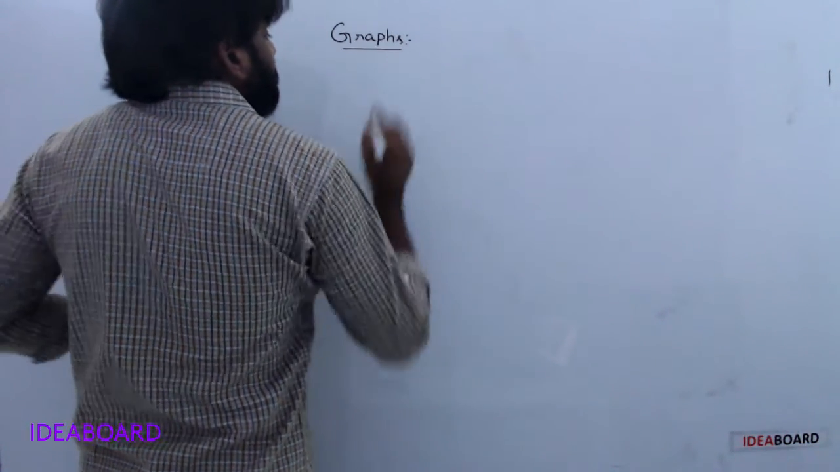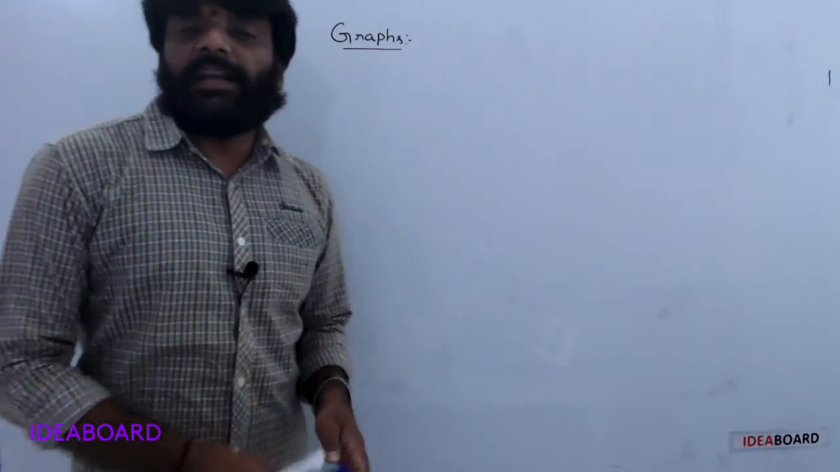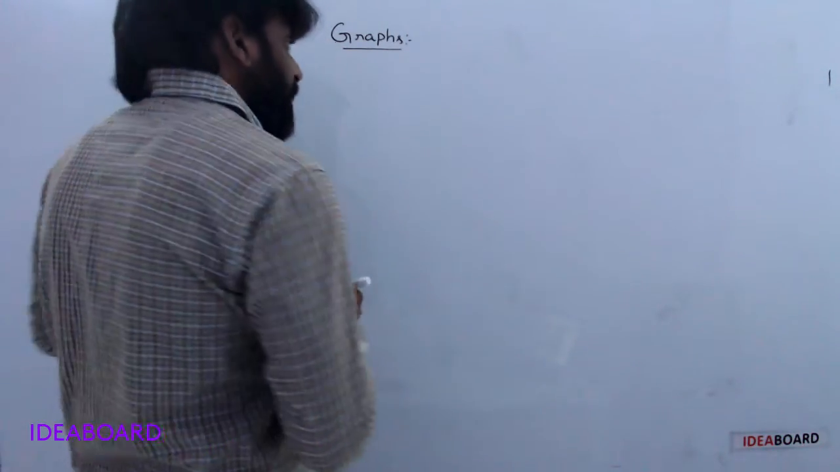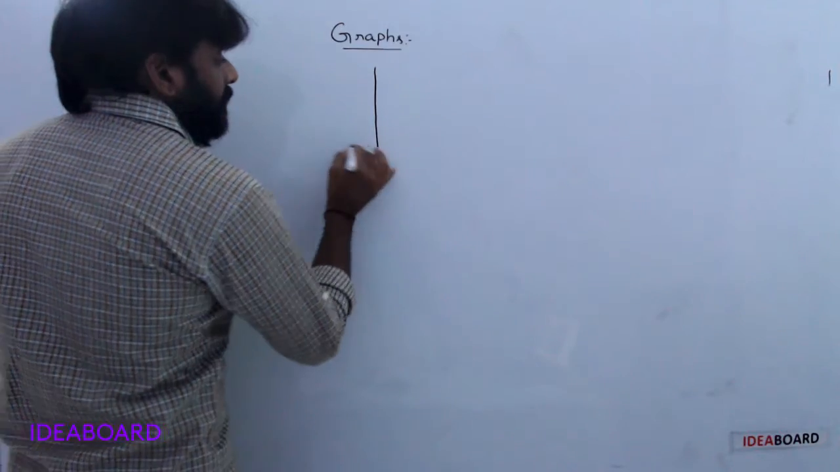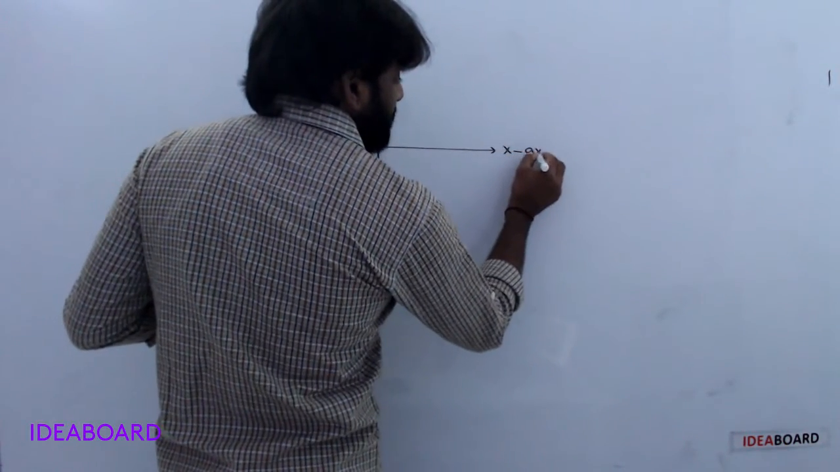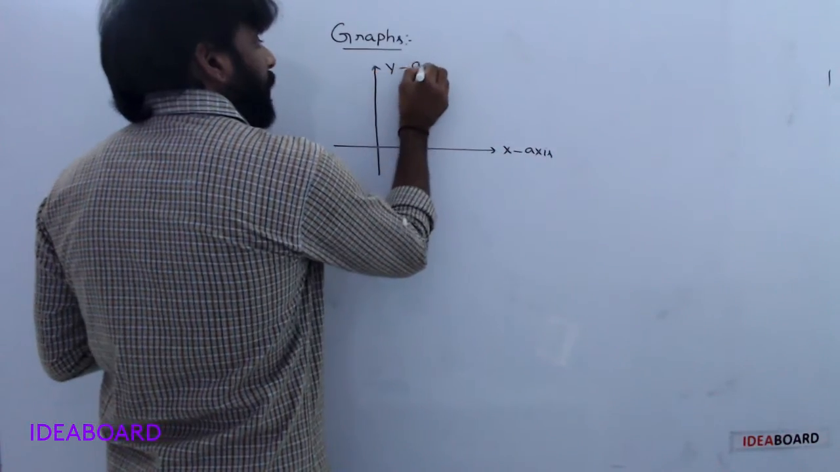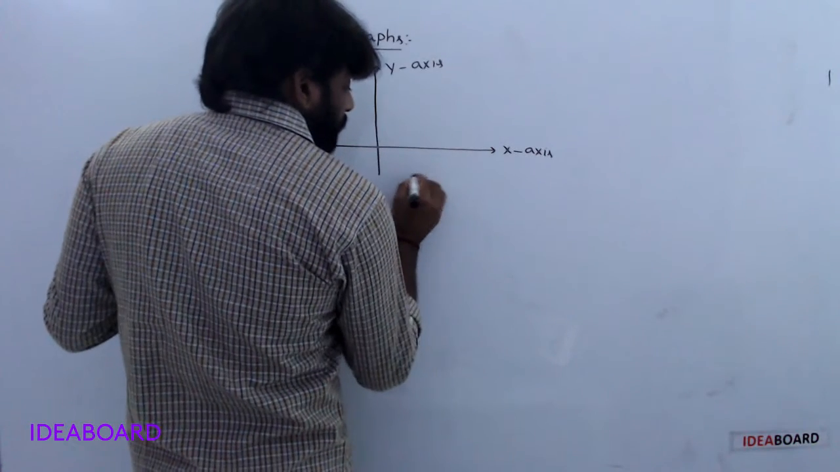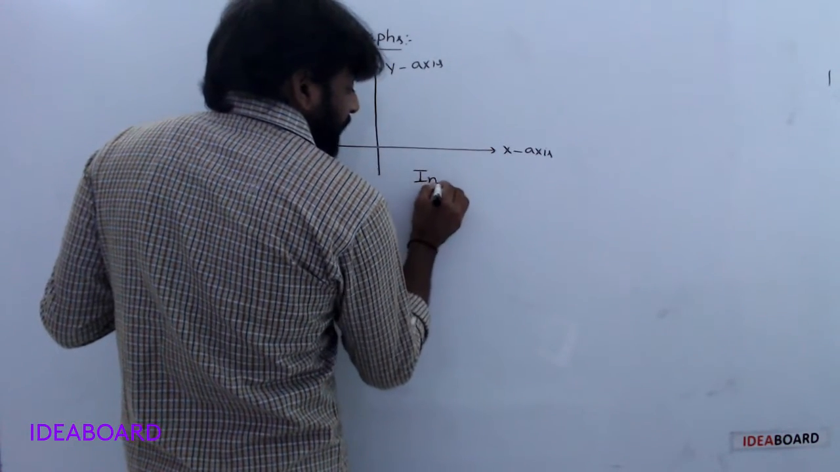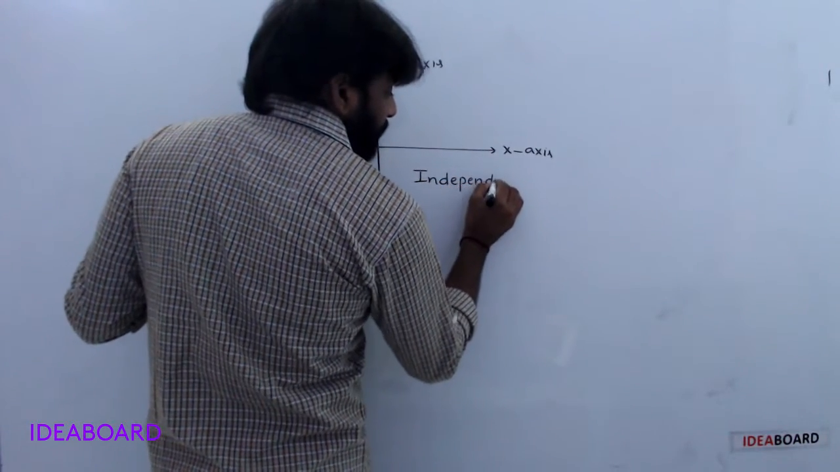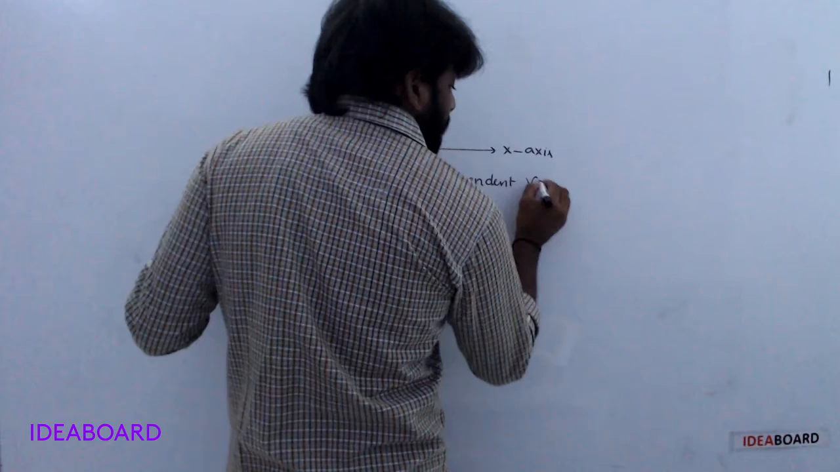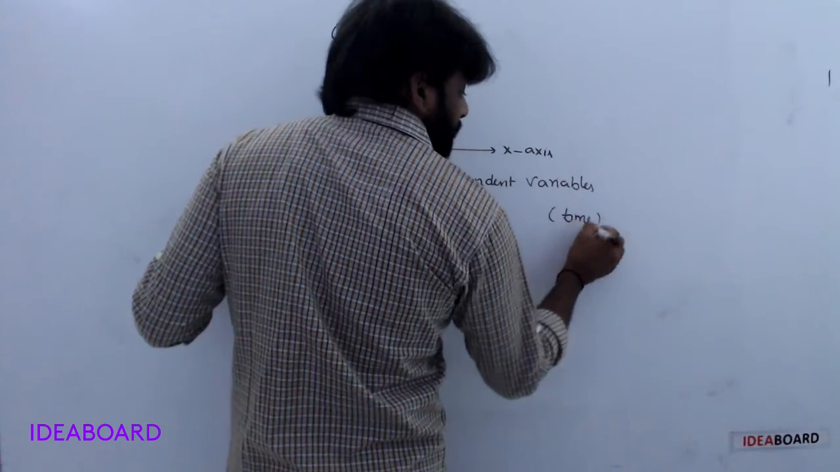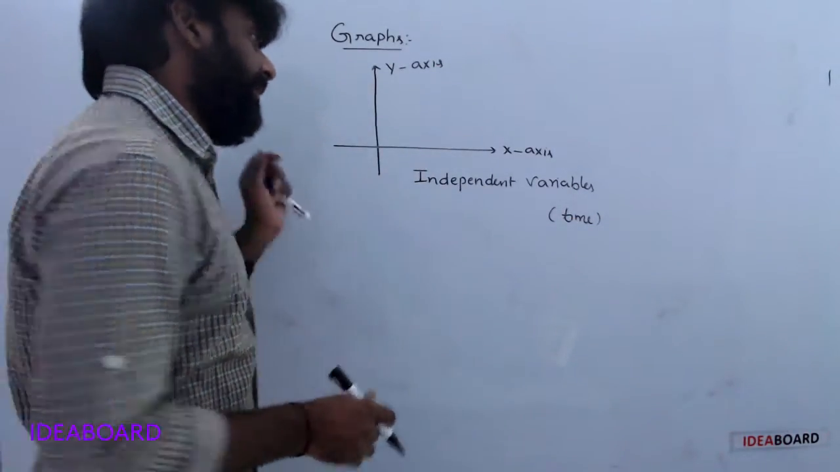Okay, now in mechanics, graphs are very useful to understanding the motion of a particle. Usually we consider two coordinates. One is the x-axis, another one is the y-axis. On the x-axis we consider independent variables, like time, because time is a variable but independent.